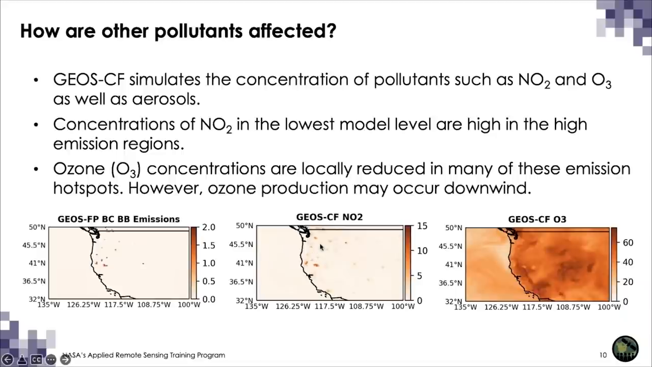In contrast, the map on the right shows that the ozone concentrations are locally reduced in some of the regions with high NO2, although ozone production can occur downwind.